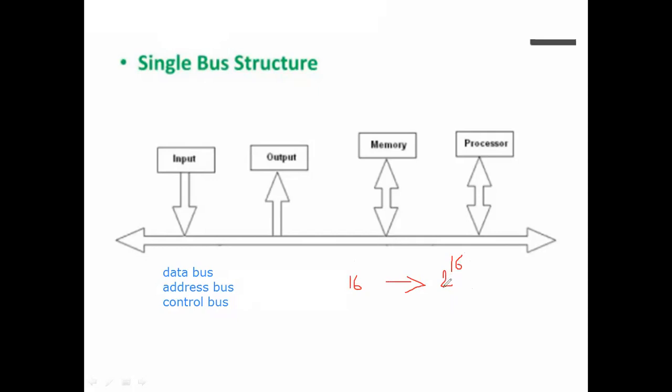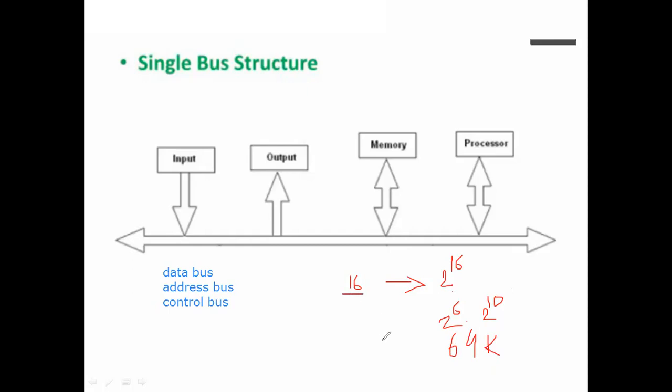2 power 16 will be written as 2 power 6 into 2 power 10, using a power m into a power n. Based on that, we separate this. 2 power 6 means this value is 64. 2 power 10 is taken as 1 kilo. That's why 64K locations will be there whenever the processor has 16 address lines.